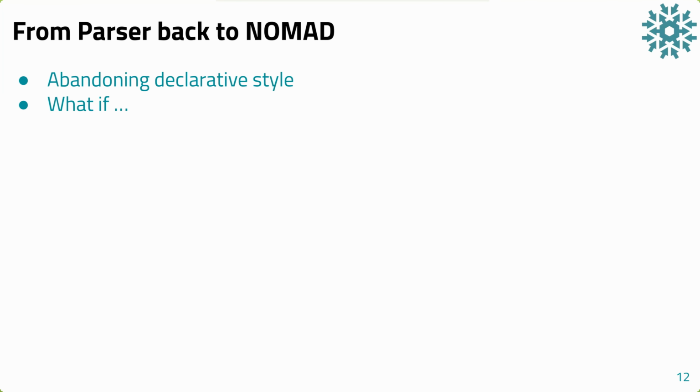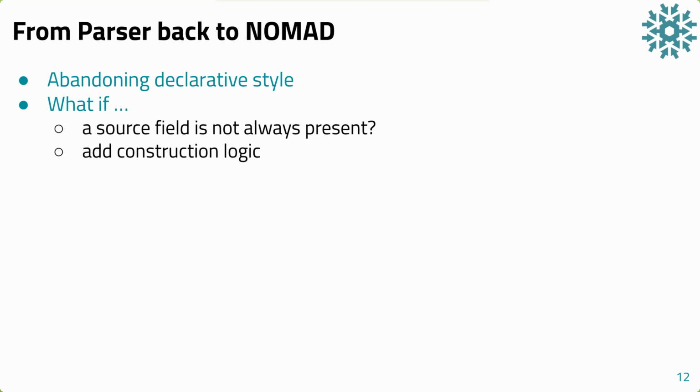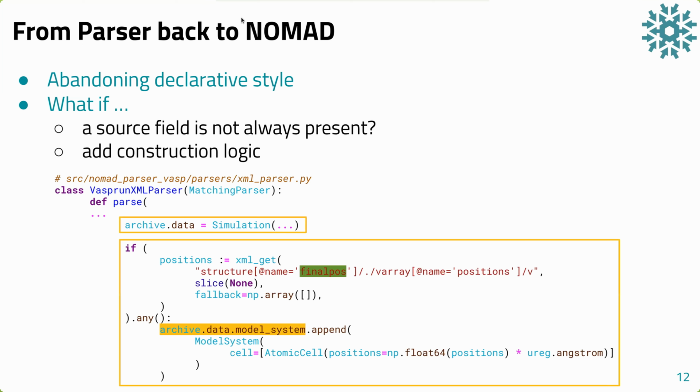There are some scenarios where you might have to abandon it, such as when you're not guaranteed that a certain section will be present. This is less important when you have leaf nodes, but when you have higher up nodes where entire branches depend on them, you should maybe start adding some kind of construction logic. Here you have an example. Essentially, when a geometry optimization or a molecular dynamics run in VASP, it will print out multiple positions, multiple updates, and at the end it will say, well, I have this final position. This is the final end result.